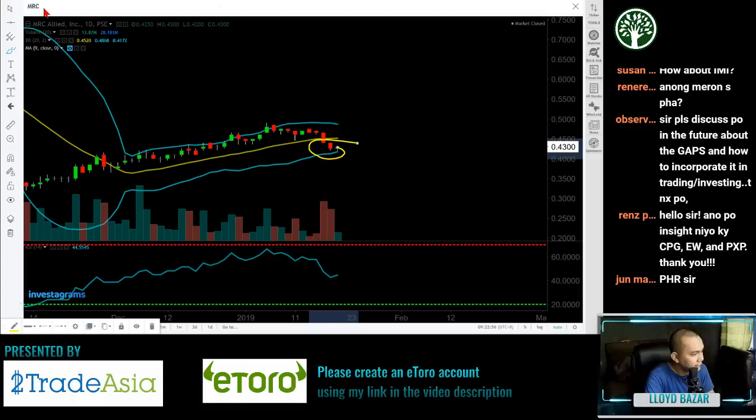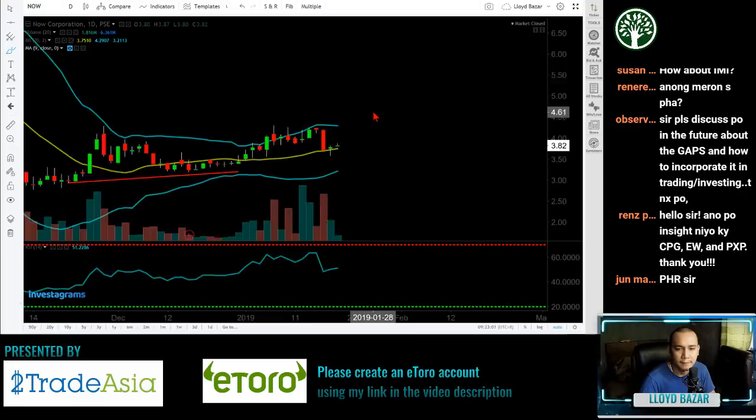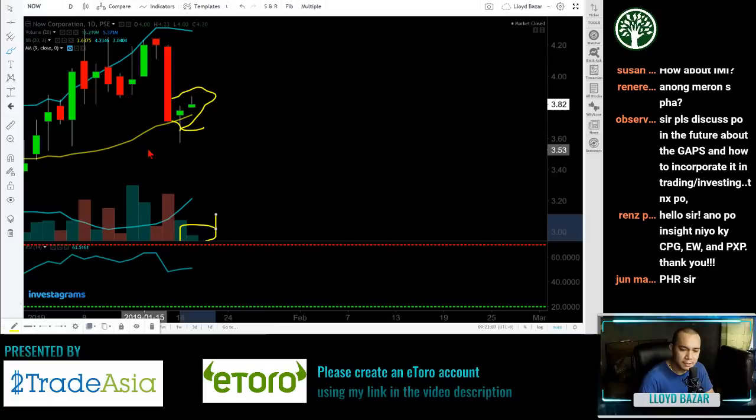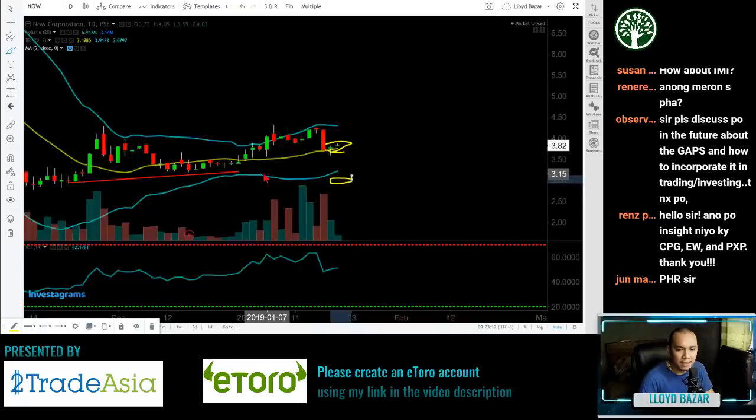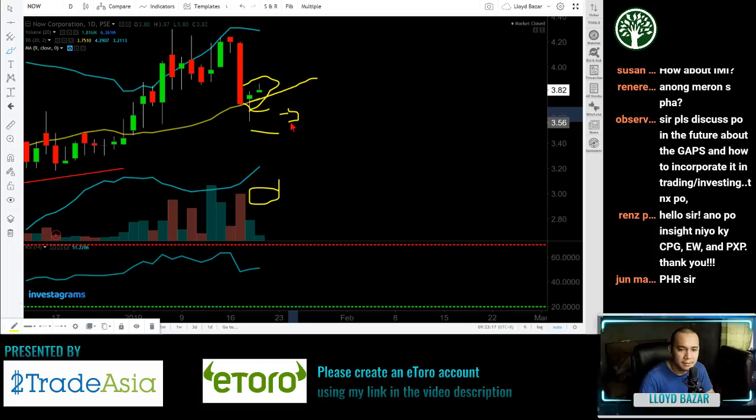Now. Yan, si Now. Bounced at MA20. Right, hindi ko lang ni-recommend si Now kasi yung volume is kind of shaky. But if you have a bias in Now, yes, you can enter Now and then use MA20 as your support. If it breaks around -3% of that support, then you just cut loss. That's it. So, pwede nyo pong pasukin si Now.